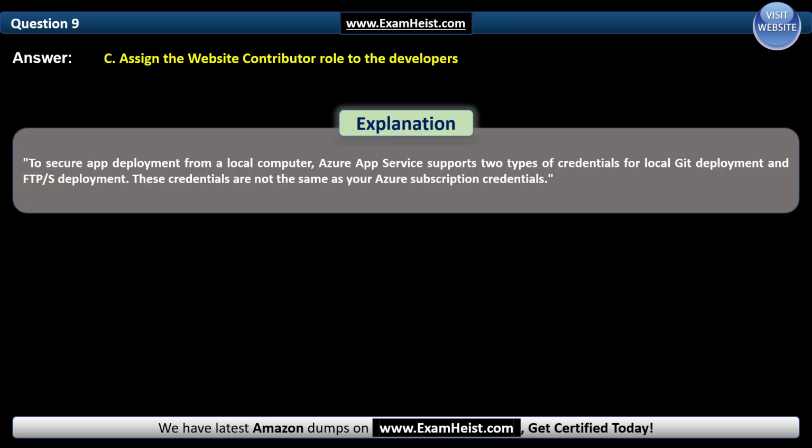To secure app deployment from a local computer, Azure App Service supports 2 types of credentials for local Git deployment and FTP/S deployment. These credentials are not the same as your Azure subscription credentials.